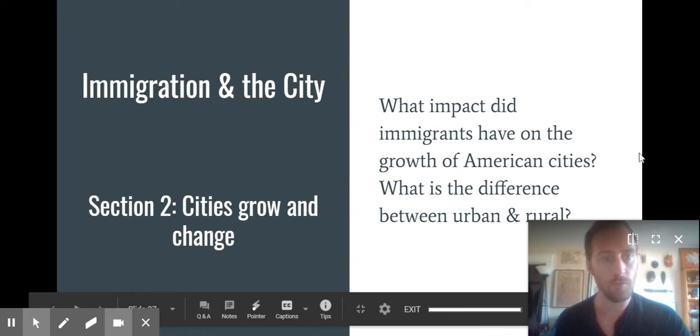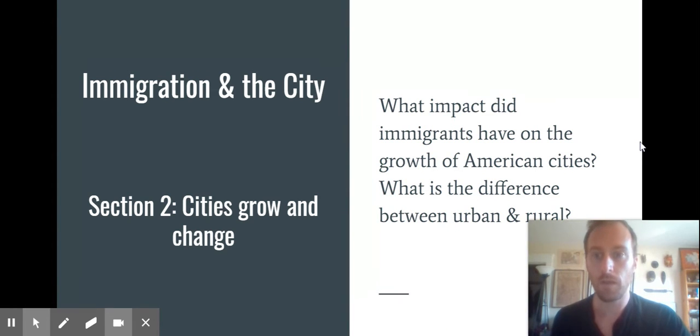Welcome to section 2 of chapter 14, and this one is about the growth and change of cities in general. This is still a unit on immigration. So the general question is what impact immigrants have on the growth of American cities, and what's the difference between a rural area and an urban area? So, what is a city?